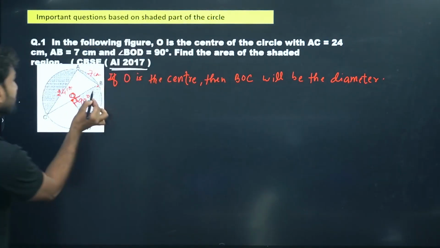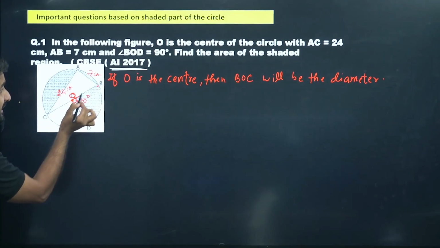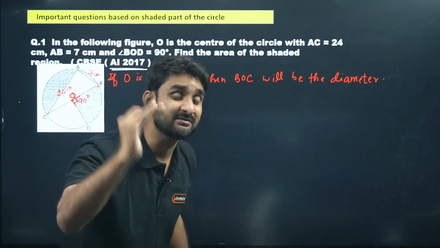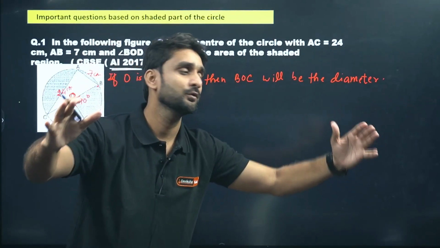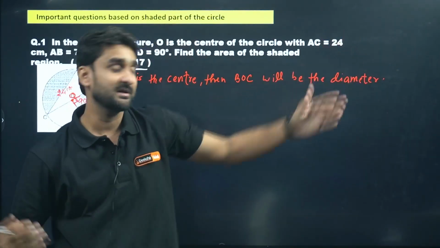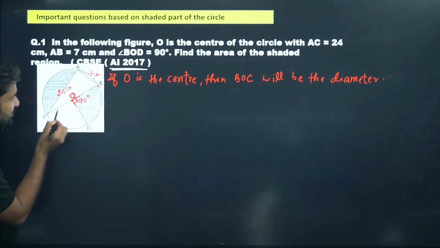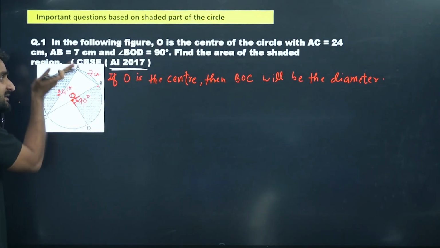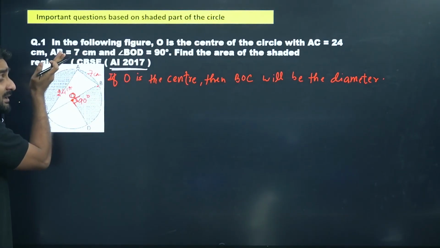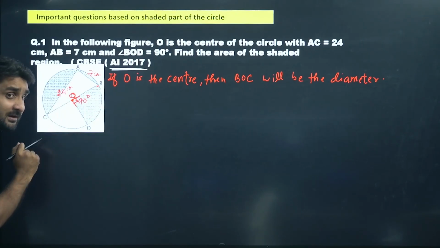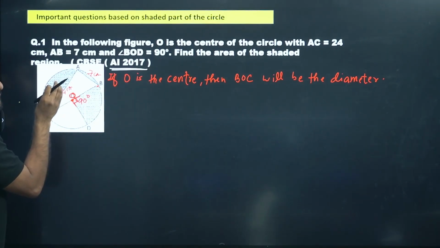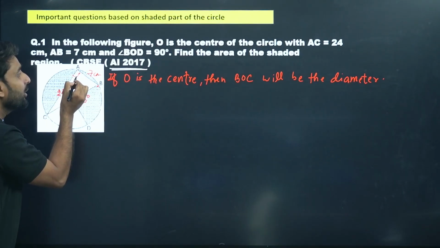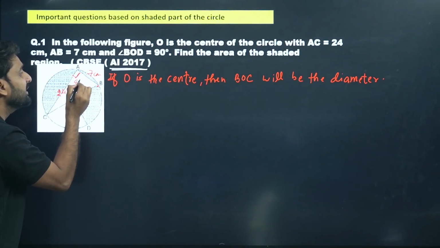And if BOC is the diameter, look at what the diameter does. The diameter divides the circle into equal parts: one semicircle here and the other semicircle here. So if BOC is the diameter, this is half of the circle and this is the other half, which means this is a semicircle and this is again a semicircle. So this will be an angle in a semicircle, and according to the angle in a semicircle property, the angle will be 90 degrees again.